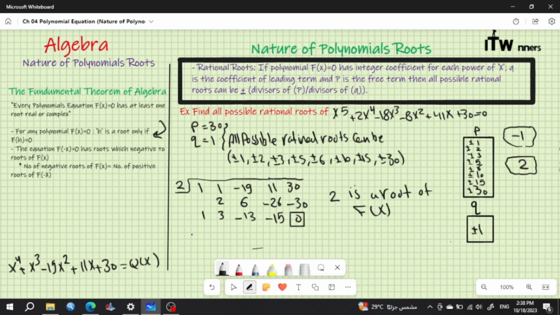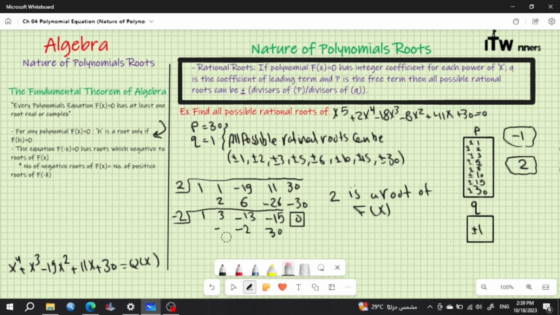Here just continue with this quotient. As we have here the remainder is 0, so move to the next number, negative 2. Here we have 1, 1 times negative 2 equal to negative 2. This is equal to negative 15. Negative 15 times negative 2 equal to 30. So we have here 15. Then negative 2 is not a root of f of x.